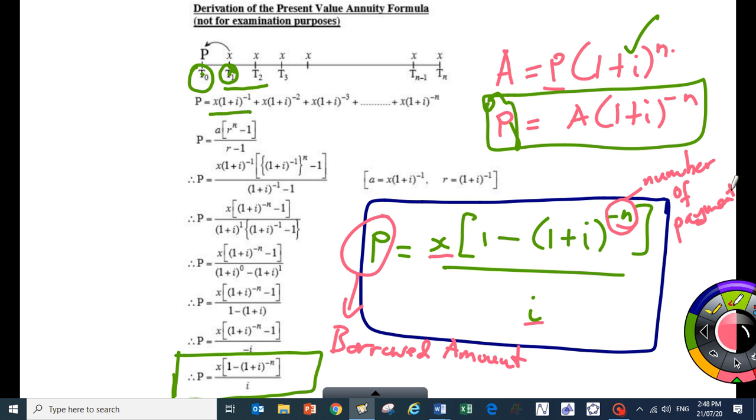Now I want you to know that this X value remains constant, like in the future value, whether the interest rate goes up or down. If the interest rate changes, it might change a little bit, but generally it remains constant. I think that's it there. So let's move on to the application of the formula.